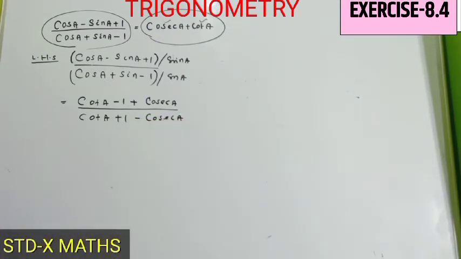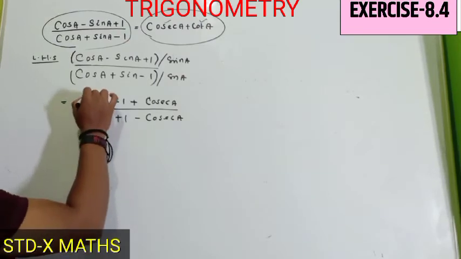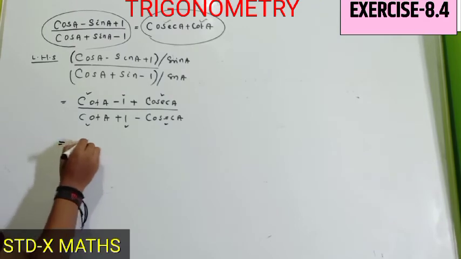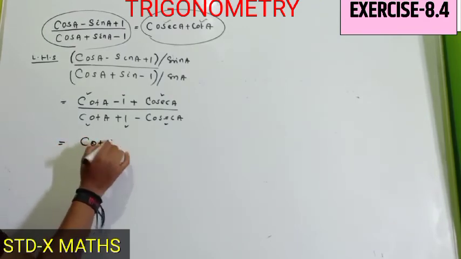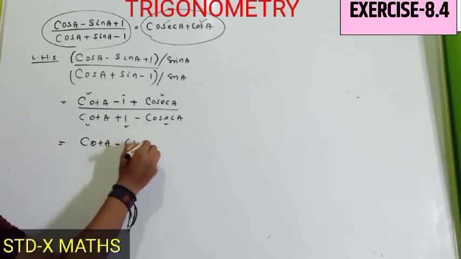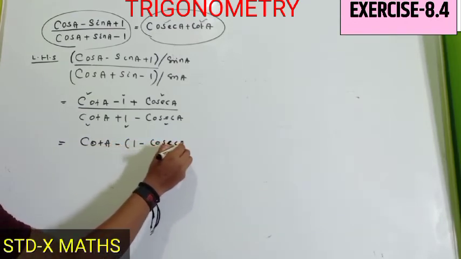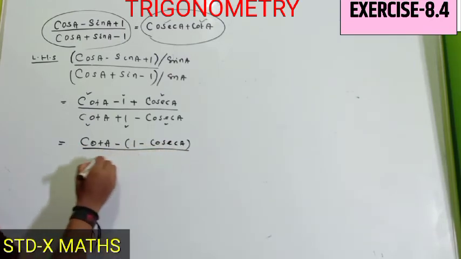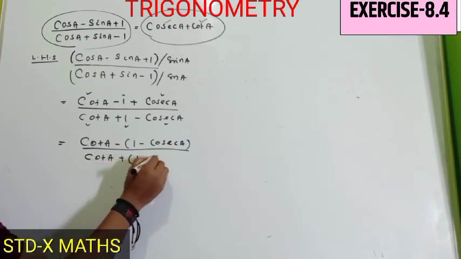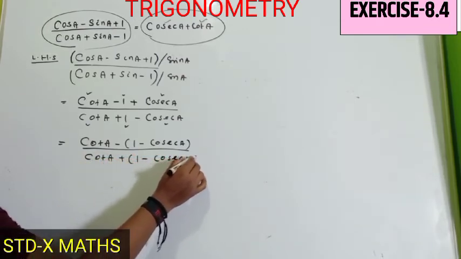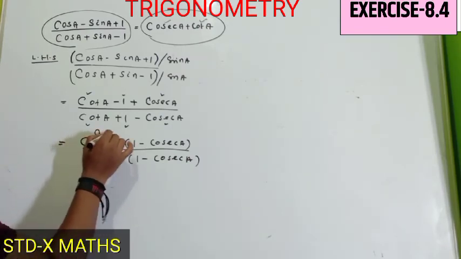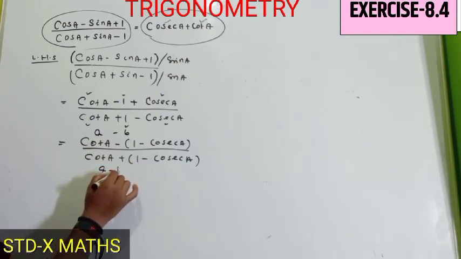Just like the previous one, we did the adjustment. See, here the first term is the same, second one same, third one same, so in the next step you have to write just like this: cot A, I have to reduce the 3 terms into 2 terms, like 1 minus cosec A. And below, cot A plus 1 minus cosec A. So it is clearly seen that it is arranged in the form of a minus b, and below it is a plus b.